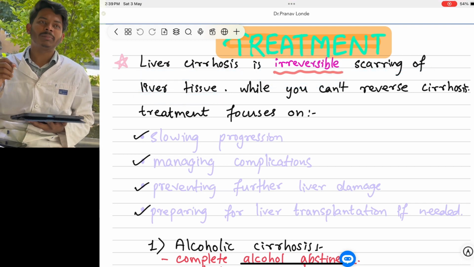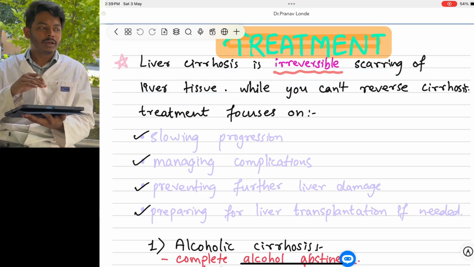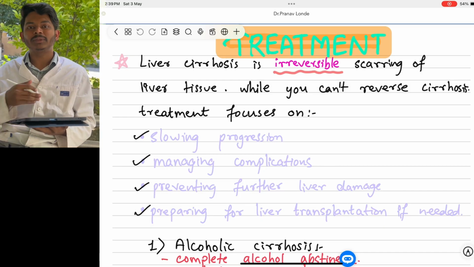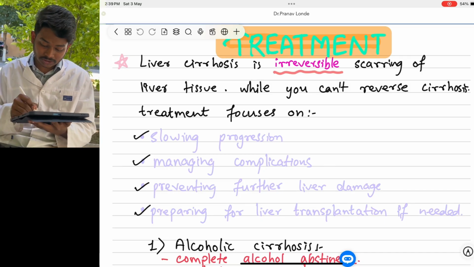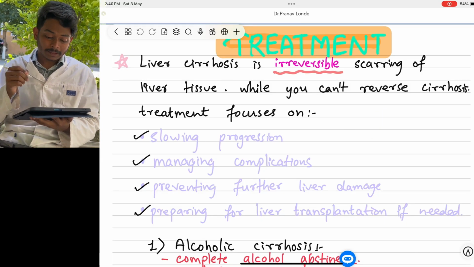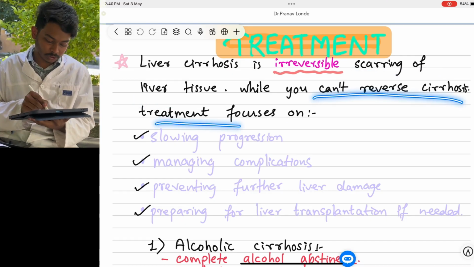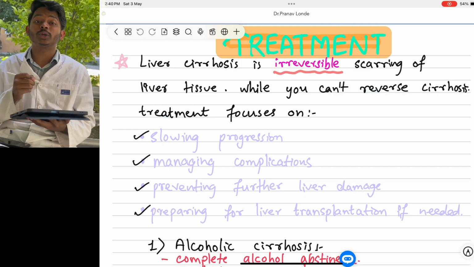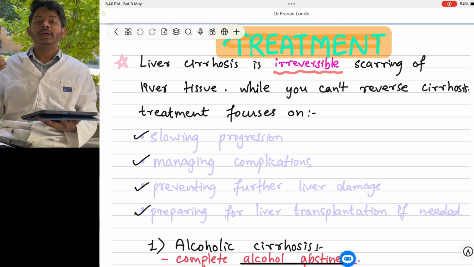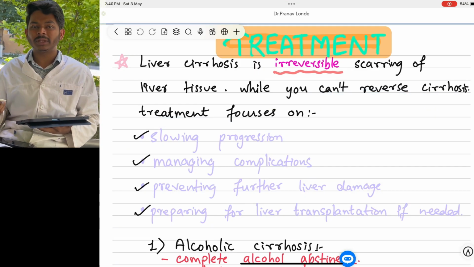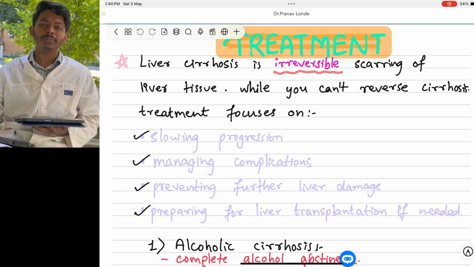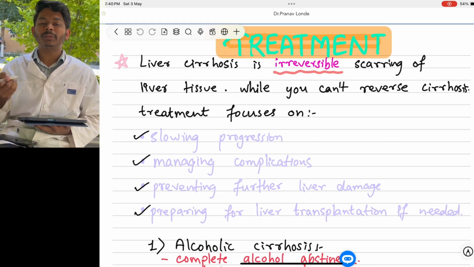Scarring means what happens if you get injured somewhere: after some time the place heals, but it leaves a scar-like mark. So this is the scarring of liver tissue. While you can't reverse liver cirrhosis, the treatment focuses on some main points. Liver cirrhosis is irreversible, so what can we do? We can delay the progression of liver cirrhosis so that the patient may live longer.